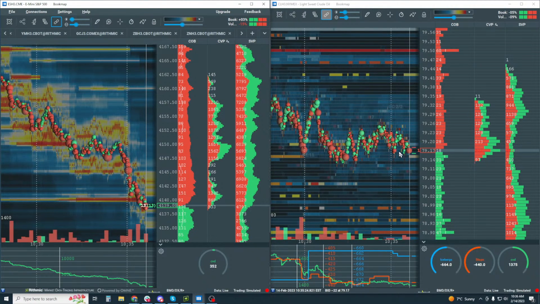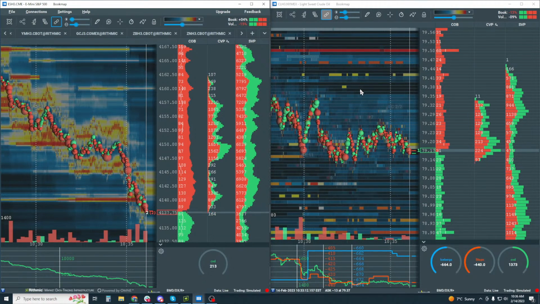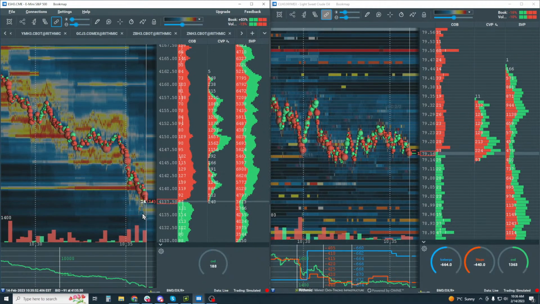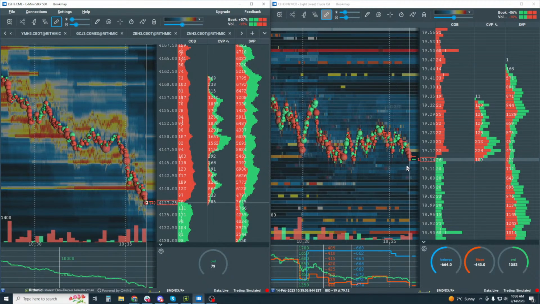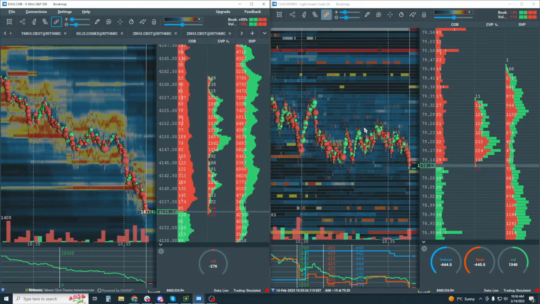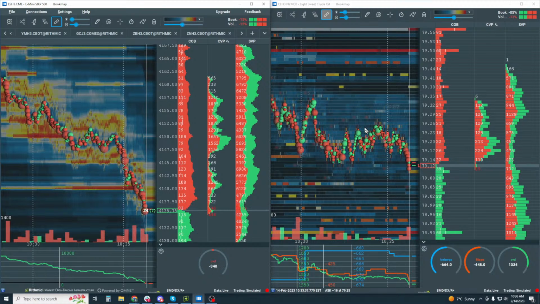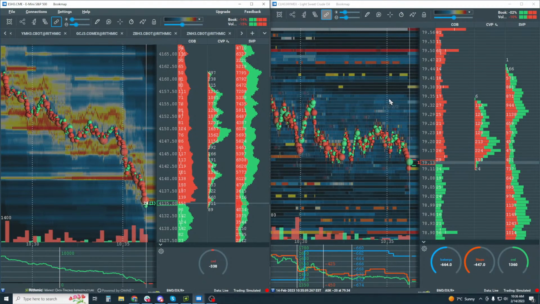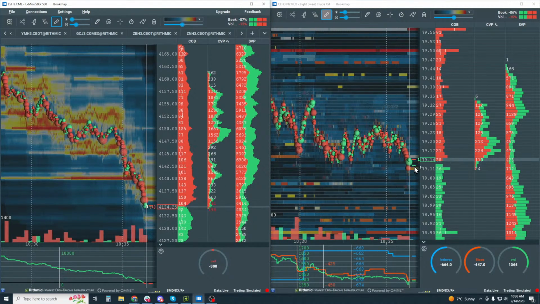Okay, so there's your correlation. That's what we're looking for. Stock indexes still dropping. Crude has not kept up yet. Looking for it. There you go. Okay, still looking for crude to drop. I don't know why they're buying it.